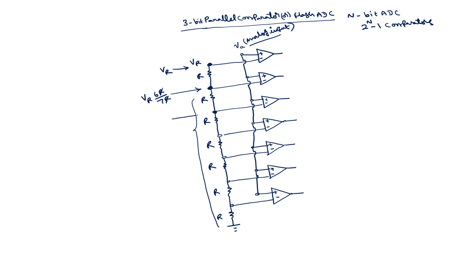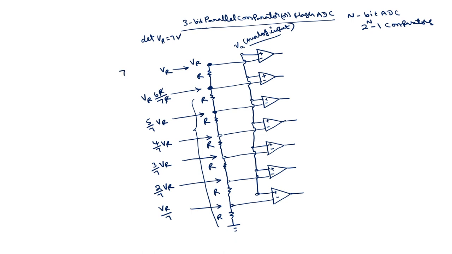Similarly, here this voltage will be 5 by 7 VR. This will be 4 by 7 VR. This will be 3 by 7 VR. This will be 2 by 7 VR. This will be VR by 7. For the sake of simplicity, if I take VR equal to 7 volts, then this will be 7 volts, this will be 6 volts, this will be 5 volts, this will be 4 volts, 3 volts, 2 volts, 1 volt.